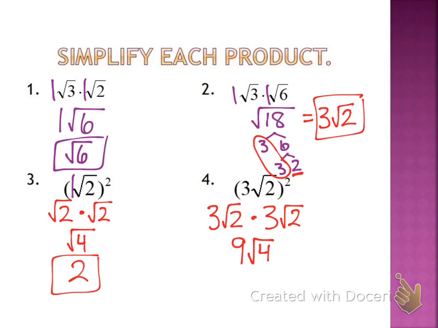4. All right, so far we have 9 root 4, but we know the square root of 4 simplifies to be what? 2. What do you think is going to happen between the 9 and the 2? We multiply them. 9 times 2 is 18. So our answer does not involve a radical at all. It's just the number 18.